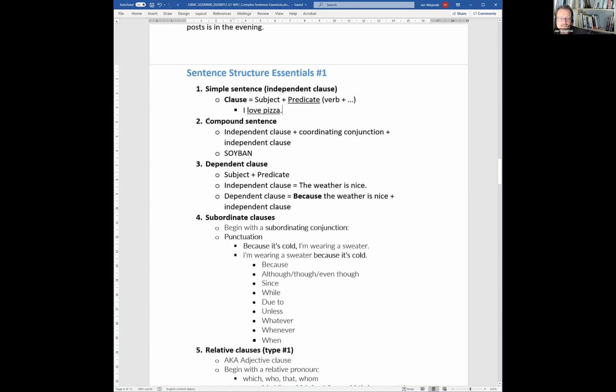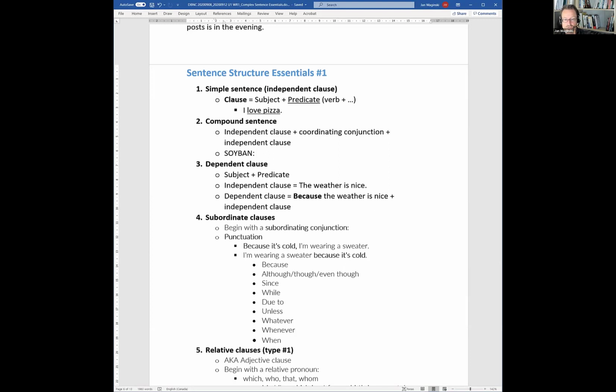Next level of complexity is what we call a compound sentence. A compound sentence is simply an independent clause and an independent clause with a coordinating conjunction in the middle. Now, the coordinating conjunctions are known by the acronym SOIBAN. These are all two or three-letter words. You can just call these out if you know what they are.